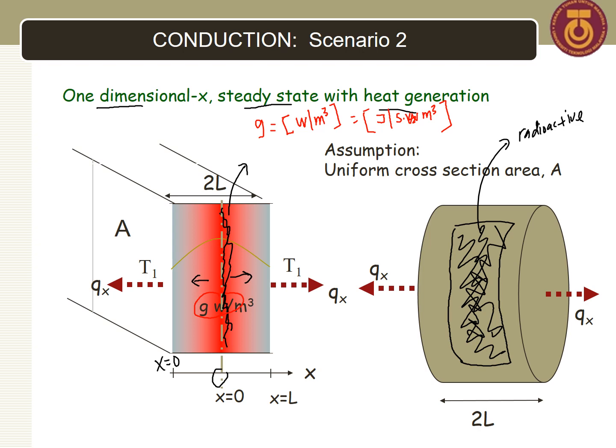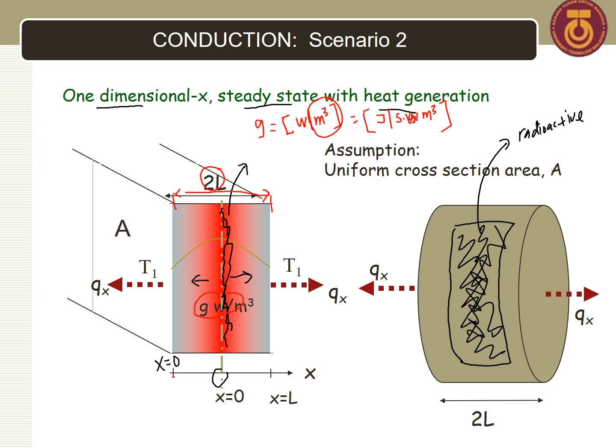Okay, so meaning heat generated, heat released per unit volume. Then another thing you see that is different from scenario 1 is you can see the whole object is being divided. Let the whole length, let's say from x equals 0 to x, be named as 2L.